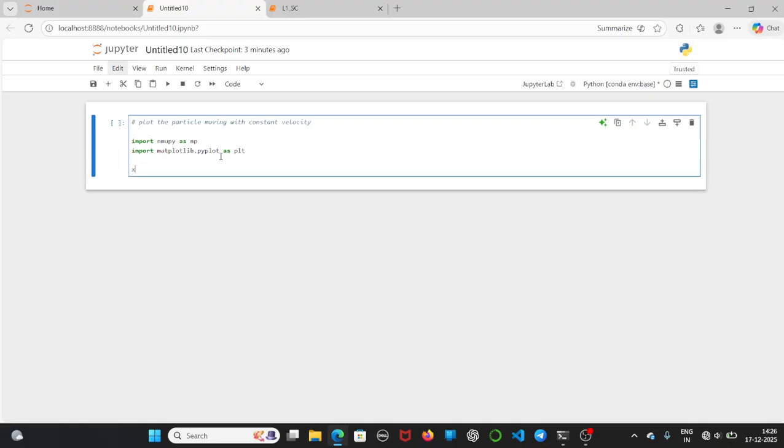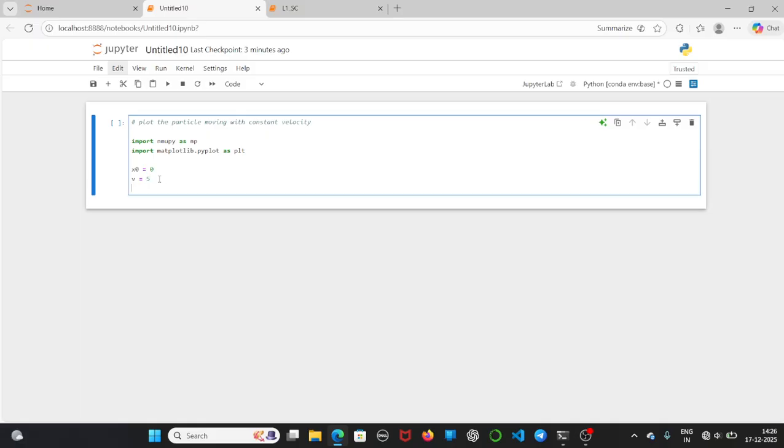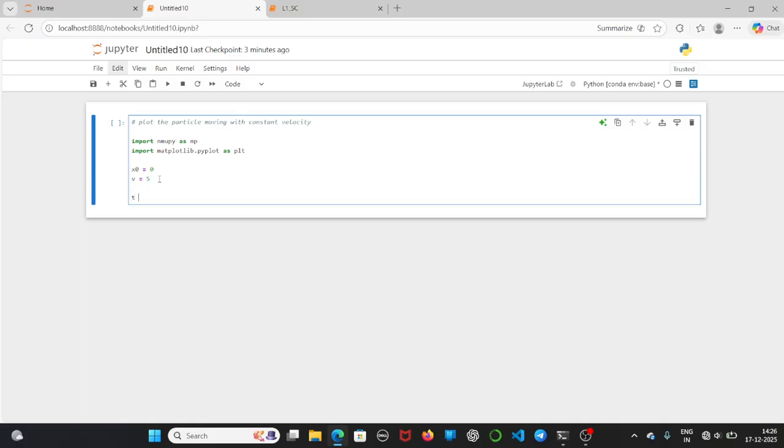I am going to write x0 equals 0. What it means is that the particle starts moving with constant velocity from point x0. Now v equals 5, which means the particle is moving with velocity 5. So now I am going to create t values. t equals np.linspace, and I am going to write here 0, 10 and 100.